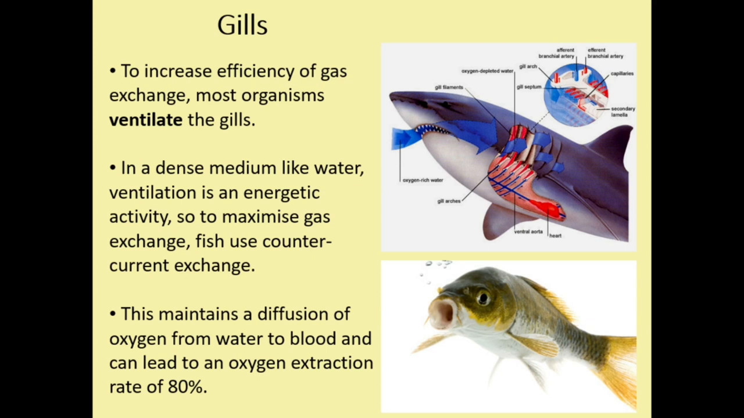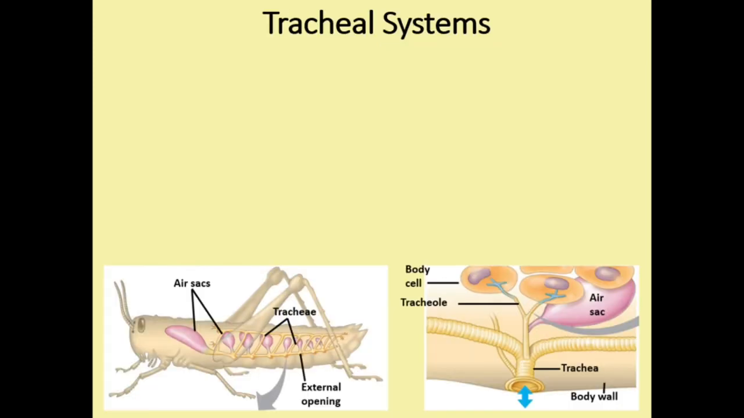Okay, so those are gills. They meet the three requirements of a successful gas exchange surface or respiratory surface. They have a large surface area, they're thin and they're moist, but living in water, having water as your respiratory medium, comes with its challenges. Next, we can move out of the water and on to land. So we're moving from water as our respiratory medium to air being that medium.